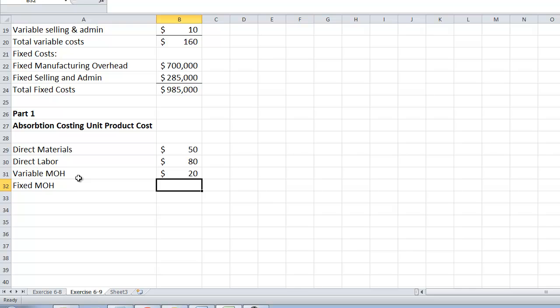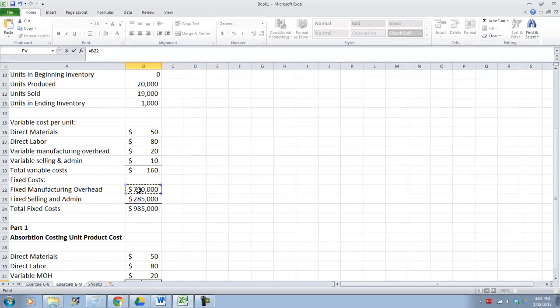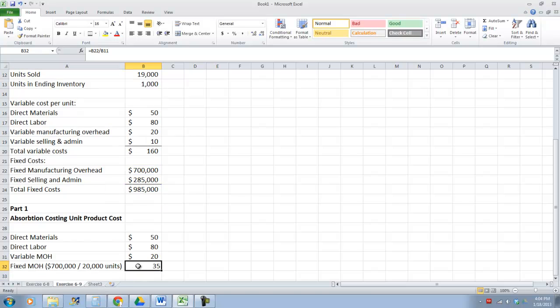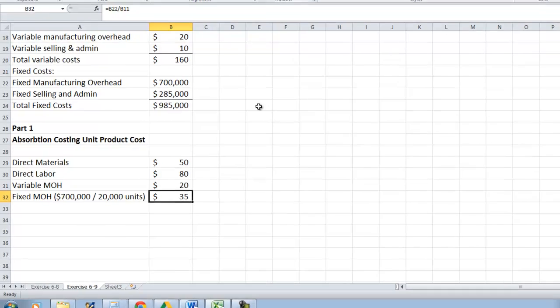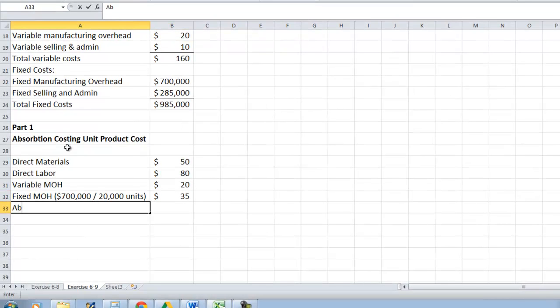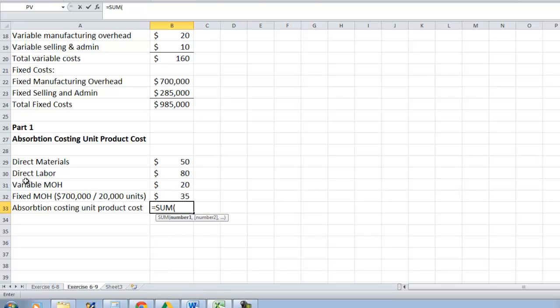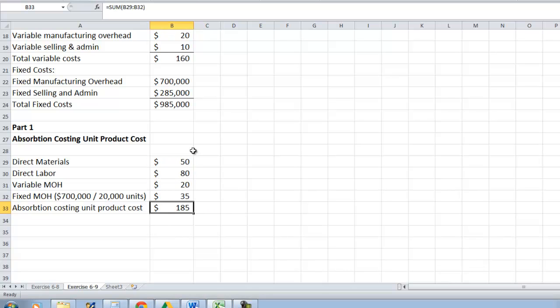And the way we find a unit cost, we take the 700,000 fixed manufacturing overhead divided by the 20,000 units. So that equals 700,000 divided by the 20,000 units produced. All right. So this is $35 per unit, the fixed. So now our absorption costing unit product cost equals the total of all of these. So that's $185 per product.